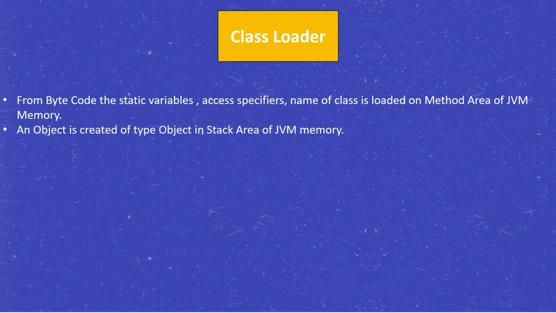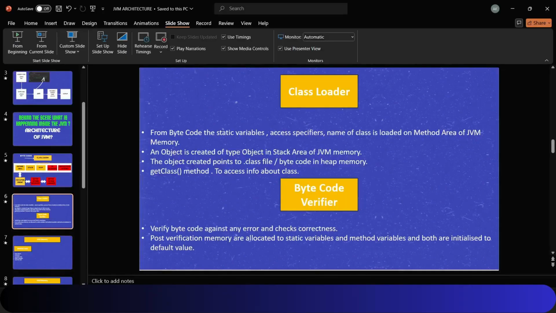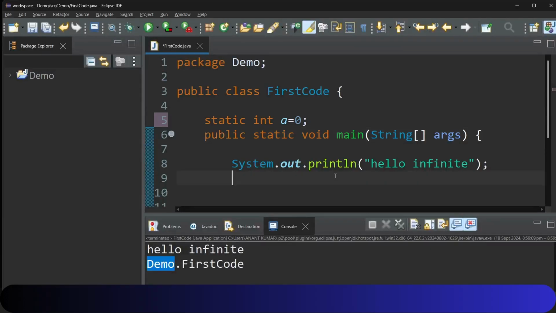Now the next step that happens in the class loader is that an object is created. What is this object? Don't worry about it now, you will learn that concept further in your course. An object is created of type Object in the stack area of JVM memory. When I say this, it means an object is created of type Object, like O equal to new first code. This is how we create an object in Java.